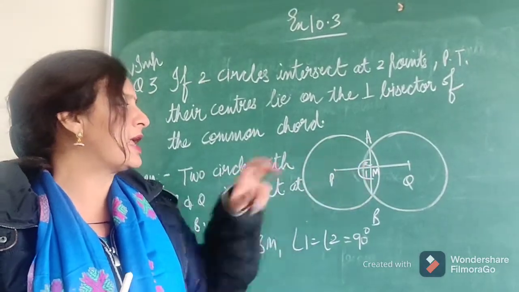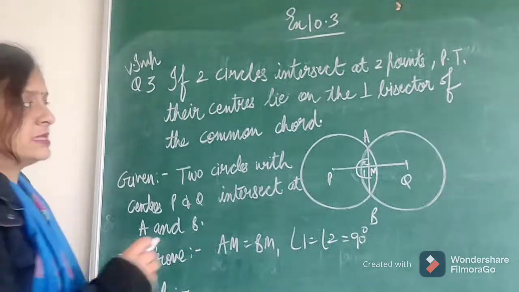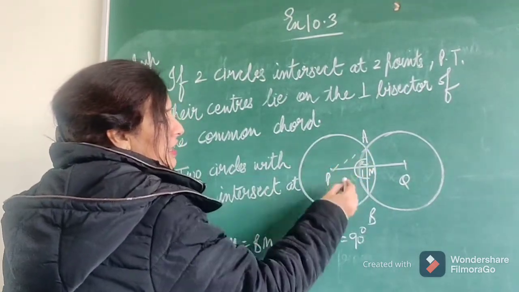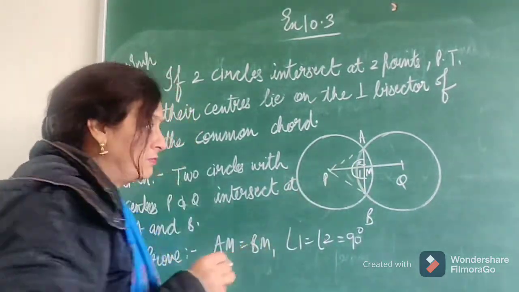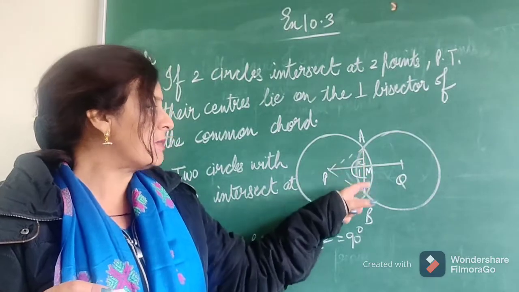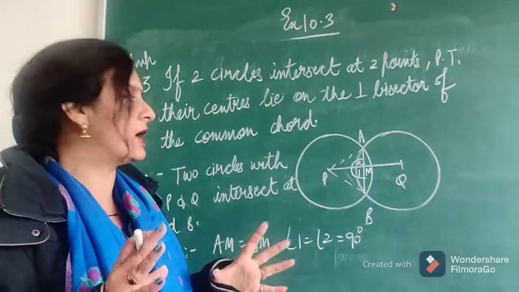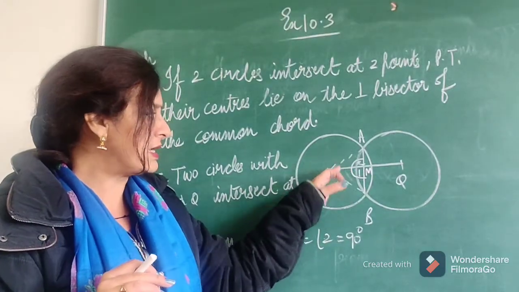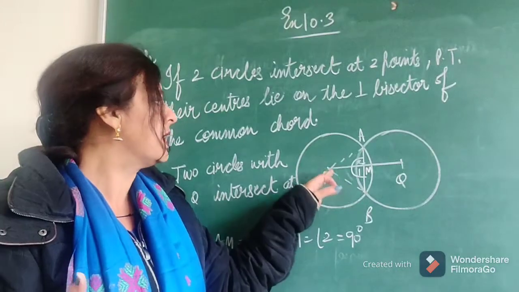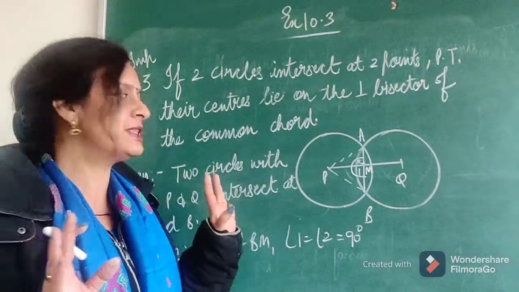That means we have to prove that angle 1 is equal to angle 2 and AM is equal to BM. Since we have to prove AM is equal to BM, let me take triangles APM and BPM, because angles 1 and 2 are also part of this triangle and AM and BM are also part of this triangle. So let's try to prove that they are congruent to each other. This side is equal to this side because the radius is the same. PM is common. That's it. Nothing else is given.